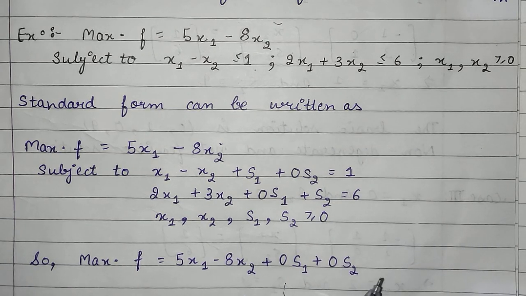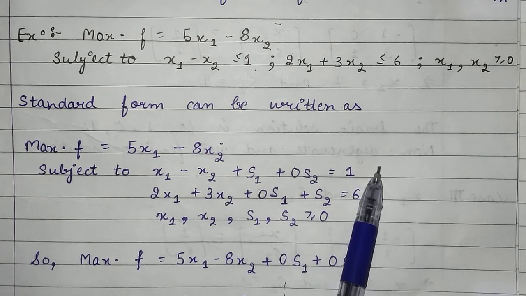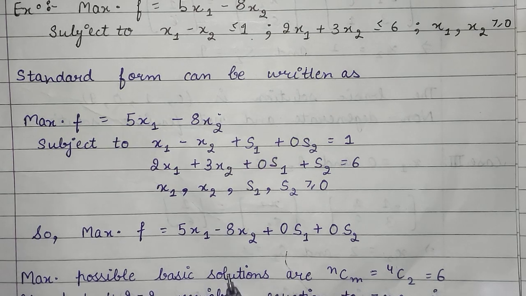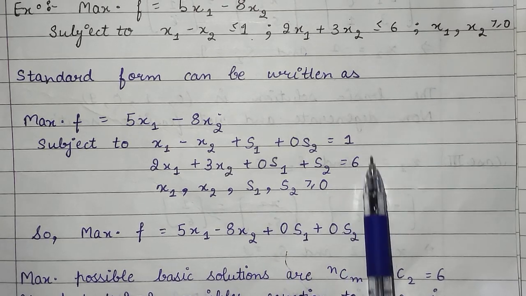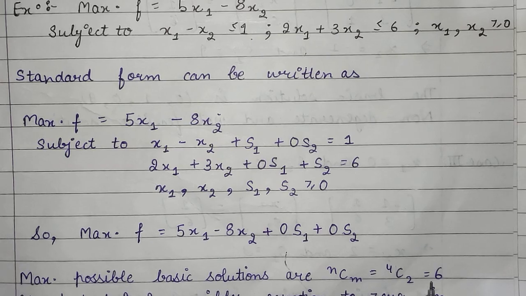So if we want to find the maximum possible basic solutions, we can find this by the formula nCm, where n is the total number of variables and m is the total number of equations. Here n is the total number of variables x1, x2, s1, s2, and m is the total number of equations. Here there are two equations, so 4C2, which is equal to 6.